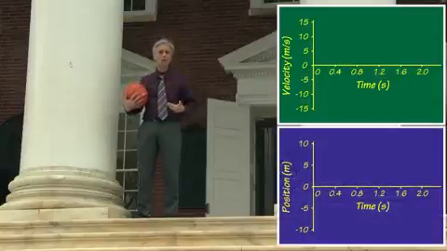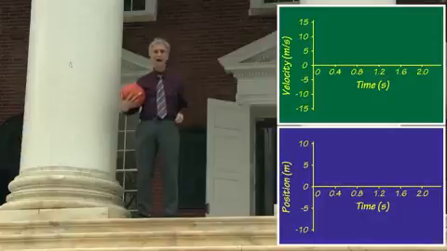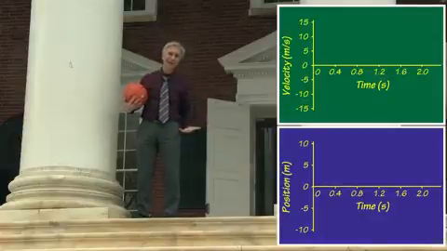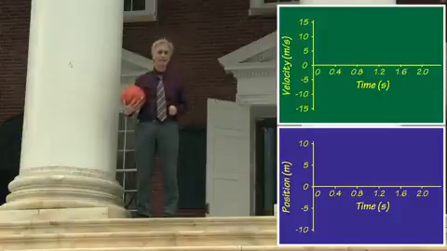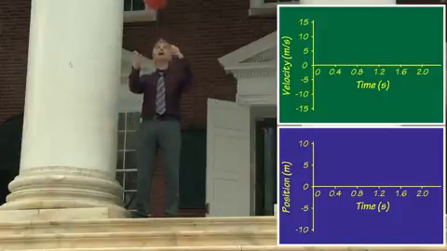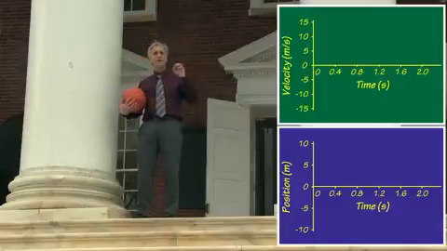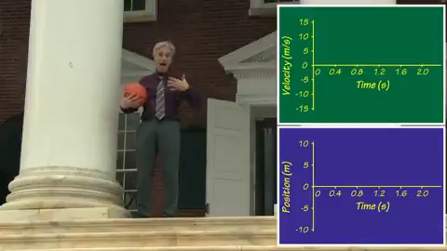Now, in showing you how they evolve over the course of time, everything happens pretty fast in real life. So I'm going to slow the video down to 1/10 of its normal speed. Here then is the same tossed basketball with its velocity and position graphed as time goes on.